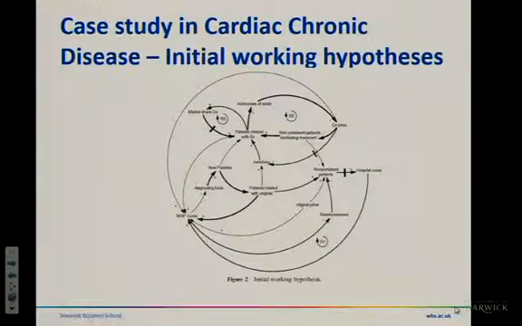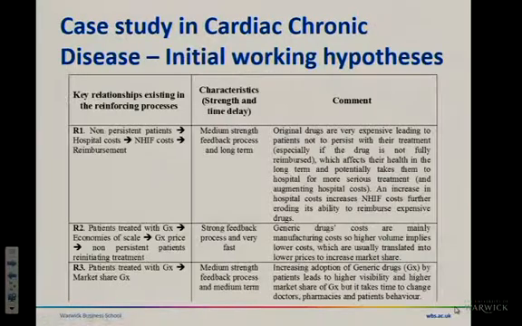So as you see in this diagram, there are different colors for the different feedback processes, because what we did is that we put that diagram, we discussed this diagram with different stakeholders, and we agree on some aspects in terms of the strength of those relationships and the time delay.